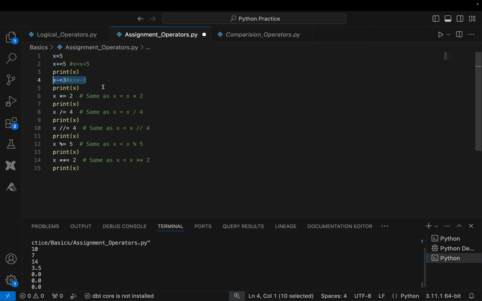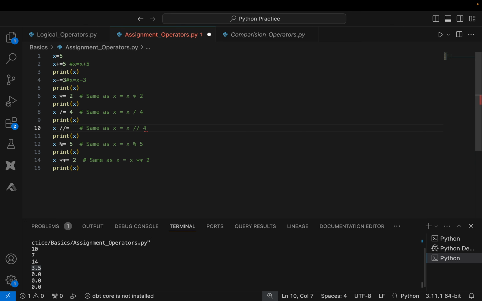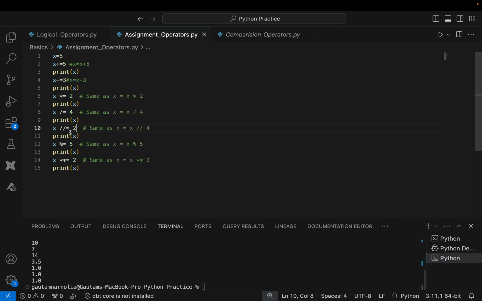Now x is 7. Now we have multiplied by 2, so 7 times 2 is 14. Now x is 14. Now 14 divided by 4 gives 3.5. Then floor division by 2: 3.5 divided by 2 comes in decimal, and the floor value will be 1. It's a floor division. So it will be 1, then 1 modulo 5, the remainder will be 1 only.